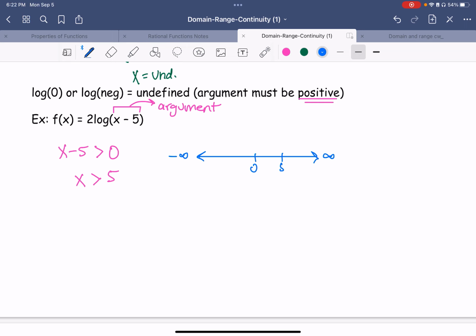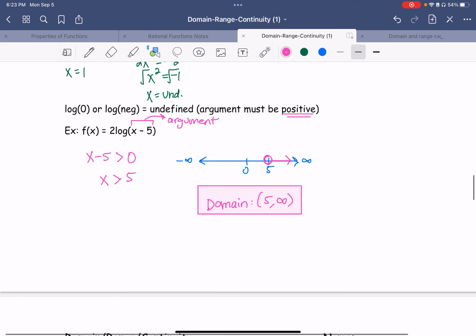Then I have 5. Now 5 will be an open circle because that inequality sign does not say equal to. It just says greater than. Okay, so at 5 it will be an open circle and it's greater than, meaning it's going towards positive infinity. So that domain will be 5 with a parentheses to infinity, also with a parentheses. Okay, so that is a logarithm example.